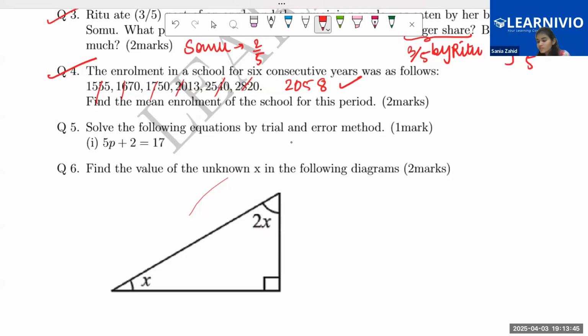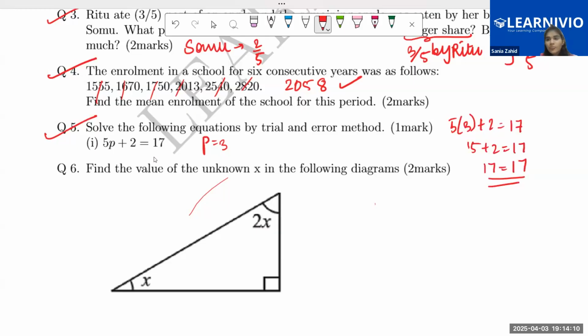Ma'am, P is equal to 3. Okay, that's correct. So let's also check. So we have 5 multiplied with 3 plus 2 should give you 17. So we're getting 15 plus 2 is giving us 17. Yes, 17 is equal to 17. So that's correct.